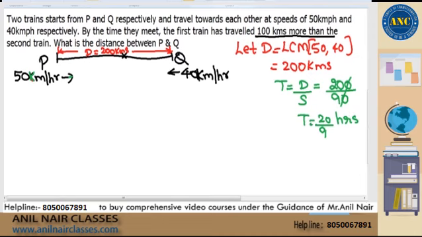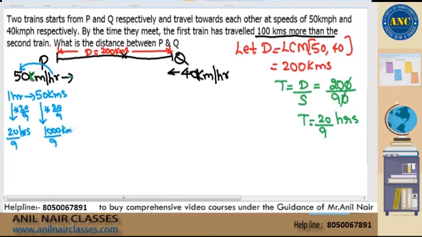Now, if I take that 20 by 9 hours, train P in 1 hour will cover 50 kilometers, but it is actually traveling for 20 by 9 hours. 1 hour 50, 20 by 9 hours, how much? 1 should become 20 by 9, so multiply 50 also by 20 by 9. 20 by 9 into 50 is 1000 by 9 kilometers. So train P will travel 1000 by 9 kilometers.